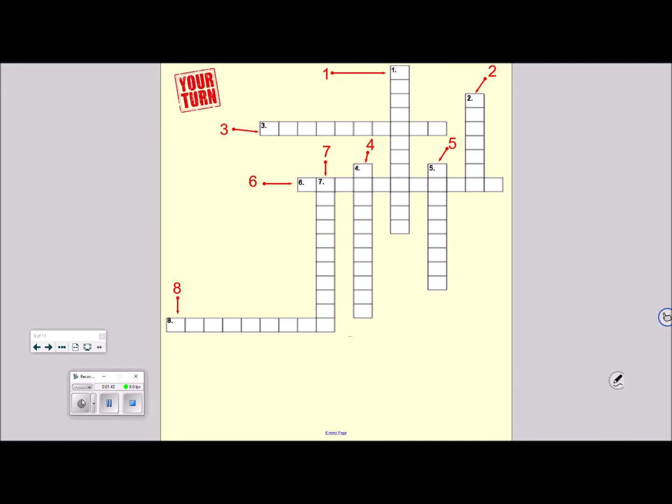8 across. It is blank. You wear your seatbelt to keep yourself safe when in a moving car. Pause the video when you need to go back to listen to clues and have a go at answering these questions.